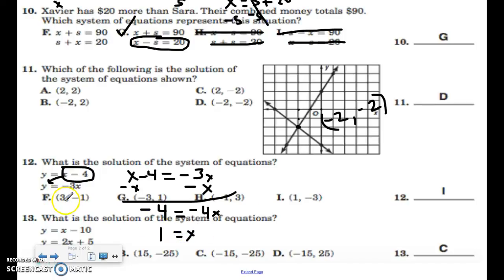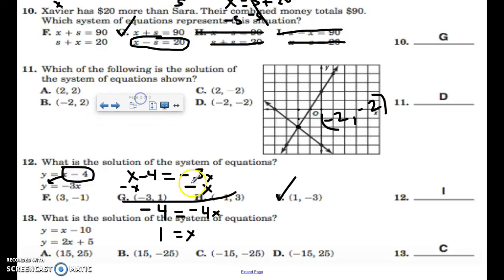So that does not have x equals 1. That does not have x equals 1. That does not have x equals 1. I believe it says negative 1 right there. And this has x equals 1. So I don't even have to do the rest of the work. I know that this is the correct answer. How would I know for sure? Take this 1 and plug it back in. 1 minus 4 is negative 3. That means the y value is negative 3. Okay, done.